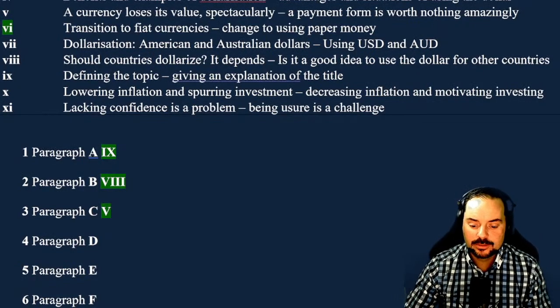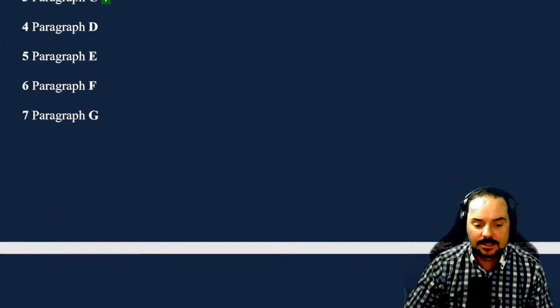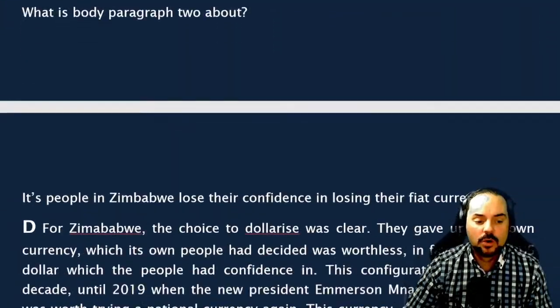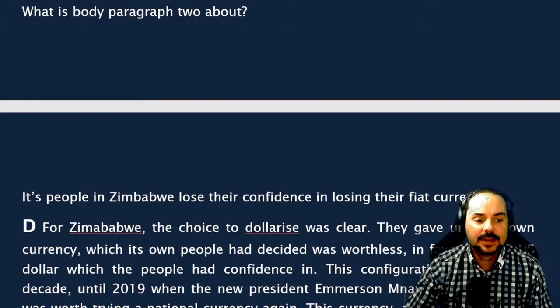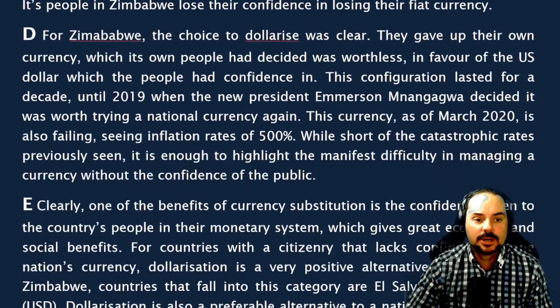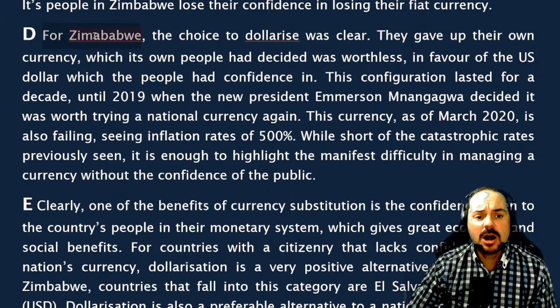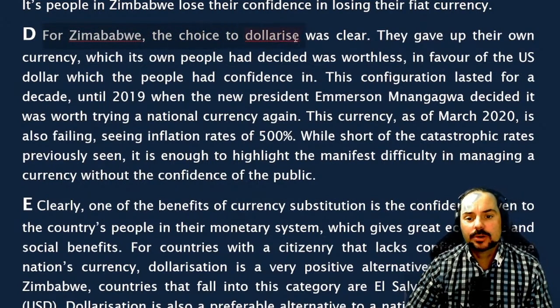let's do one together with me reading, okay? So I'll read a paragraph and then read with me, and we'll use the chat to give some answers and then continue on. So here we go with paragraph D, okay? So body paragraph 3. Here we go, everyone. So read with me. For Zimbabwe, the choice to dollarize was clear.